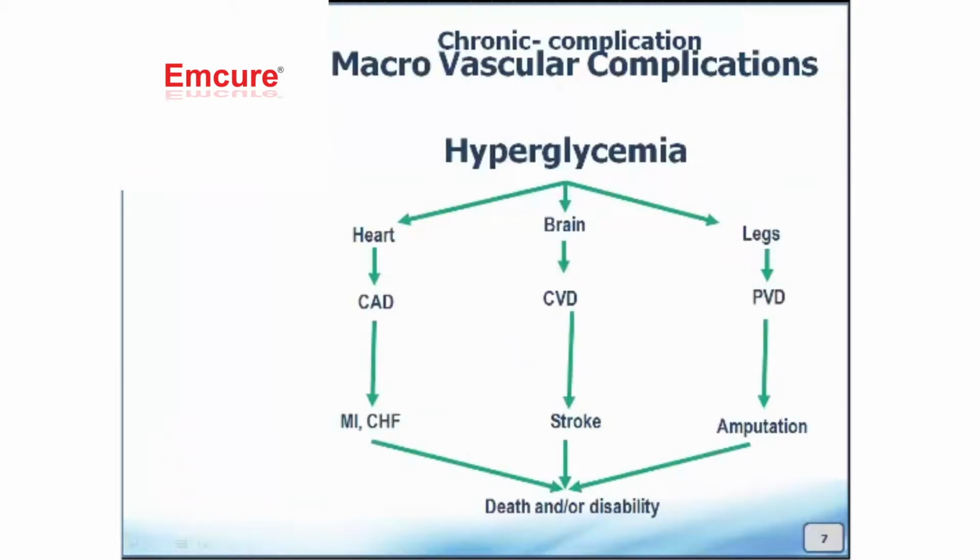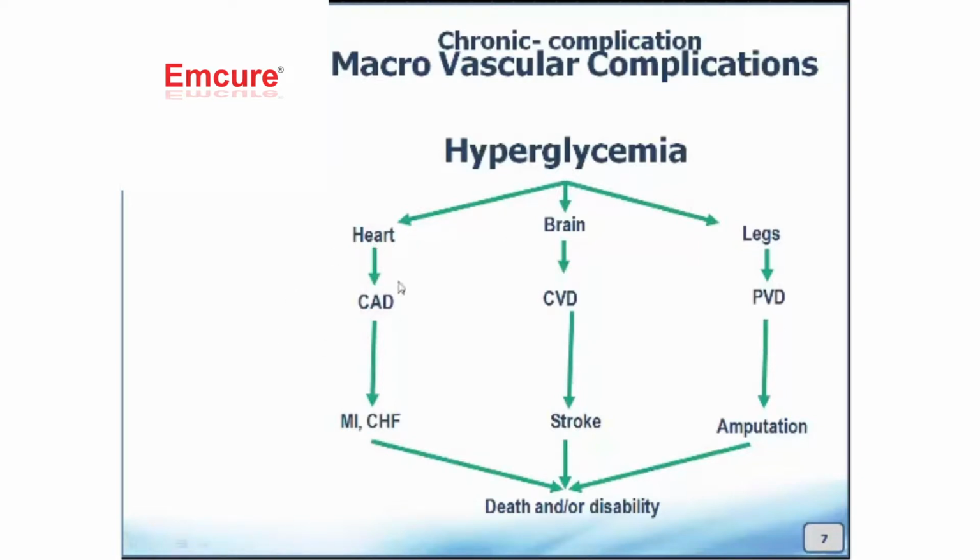Now, before we see the complications in actual, let me just explain to you that hyperglycemia in an individual brings macrovascular complications like CAD, CVD and PVD. Now, if you can see here, in the heart it happens CAD, whereas in the brain it leads to CVD, and in the legs or the extremities it leads to PVD, that is peripheral vascular disease.